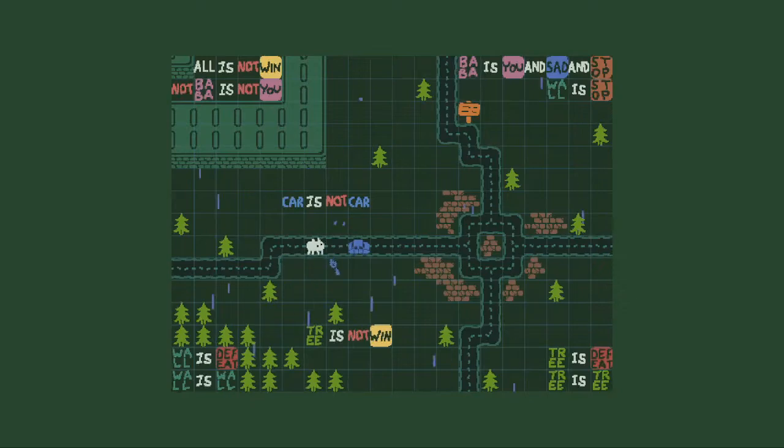And stop. Wall is stop. I like the melancholy feel of this whole level. It's raining. Baba's sad. The music is appropriately chosen. Wall is defeat. Wall is wall. Tree is not win. Tree is defeat. Tree is tree. There's a sign up here.